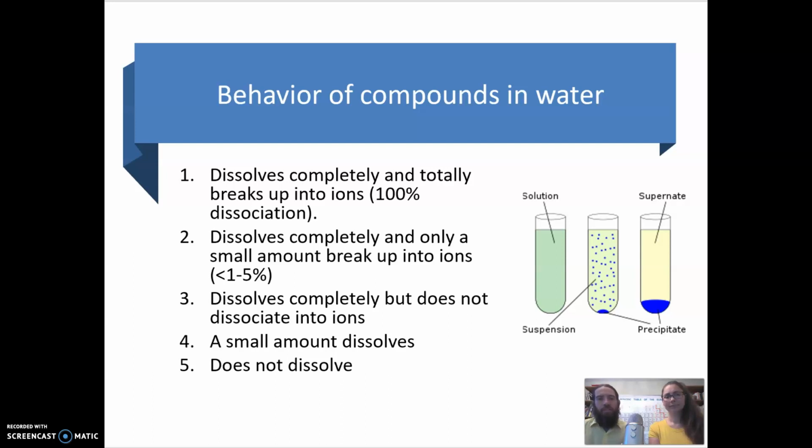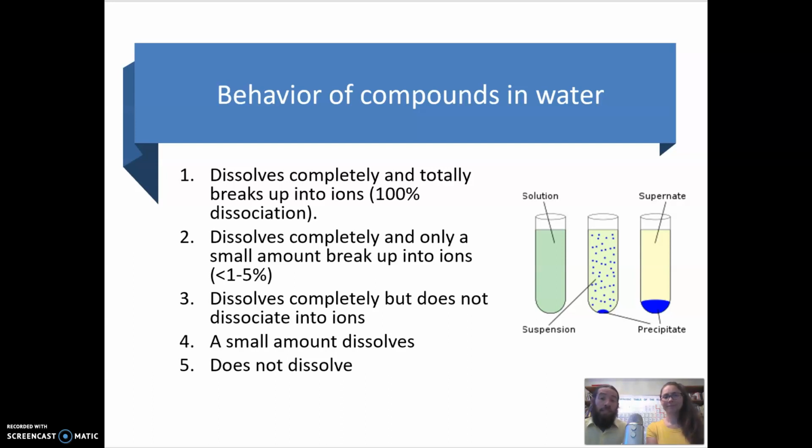And notice this term, it says 100% dissociation. That's specific to forming ions in solution. So dissolving and dissociation are very similar, but an ionic compound can dissociate where a molecular compound can only dissolve. Ionic compounds can dissolve and dissociate.